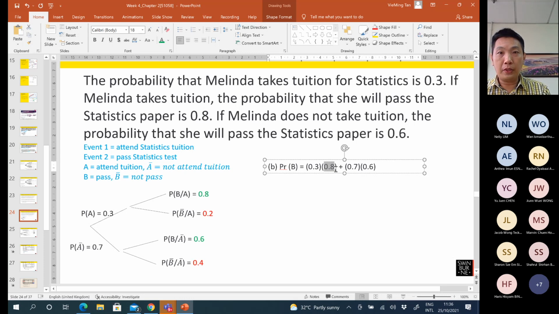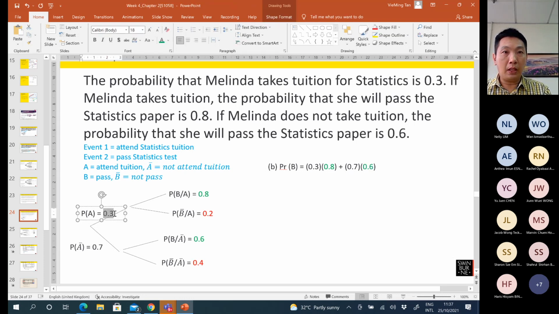Okay, I use green color to indicate this pathway here. This one here. Okay. This one maybe I can use blue color so you can see the figure.